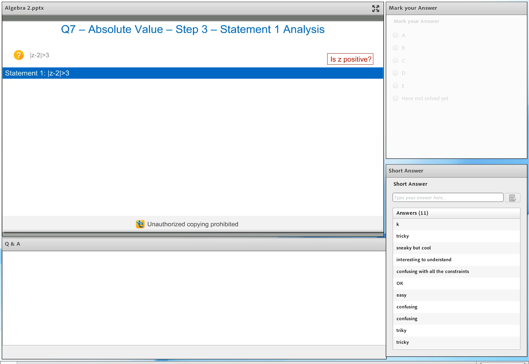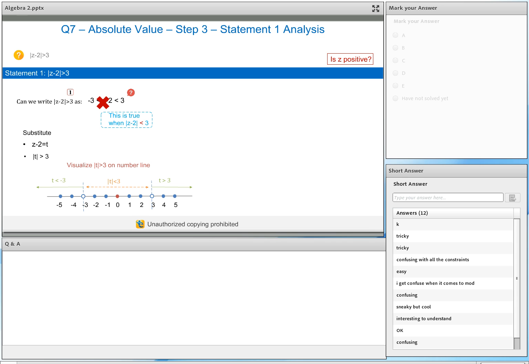Now, what's given to us in statement 1? Statement 1 tells us that mod of z minus 2 is greater than 3. Okay, now what does that mean? If mod of z minus 2 is greater than 3, what we know is that z minus 2 can be greater than 3 or z minus 2 can be less than -3. That's what we know. So from here we basically figure out what the ranges of z are. Range of z is greater than 5 or z is less than -1. If these two are true, only then mod of z minus 2 will be greater than 3.